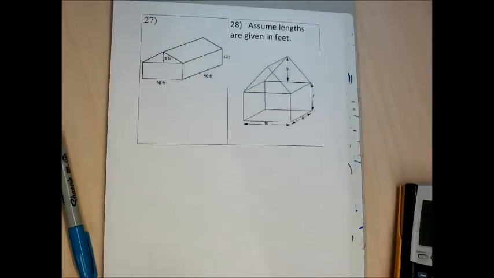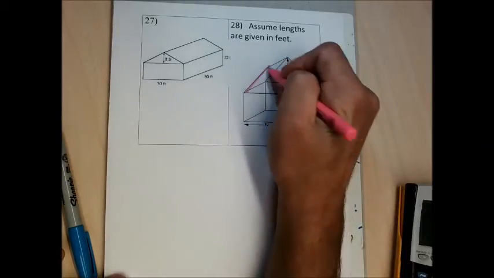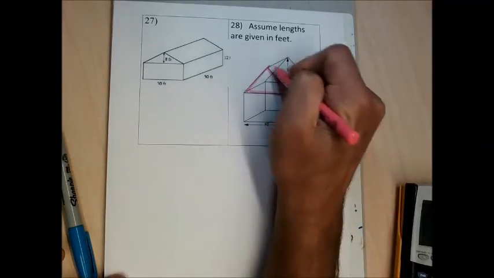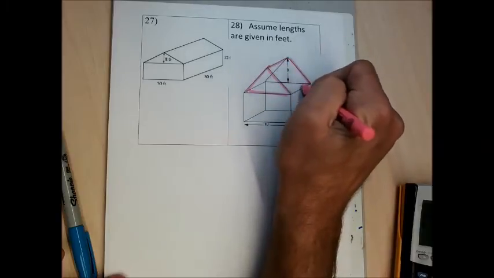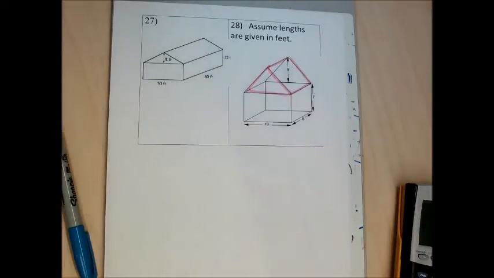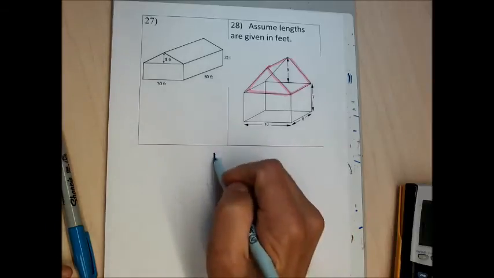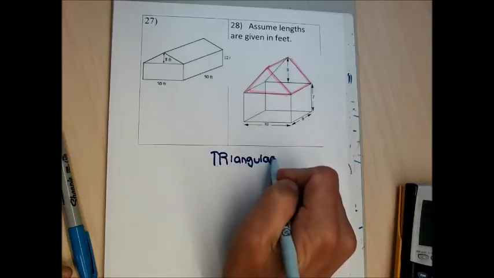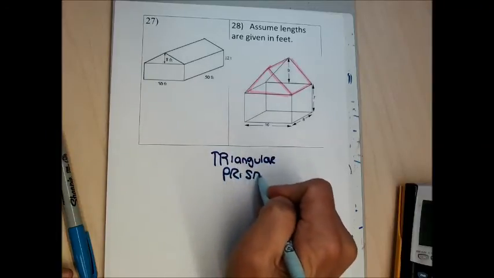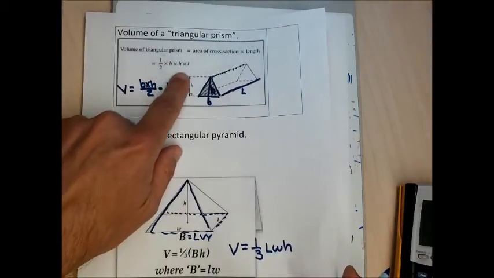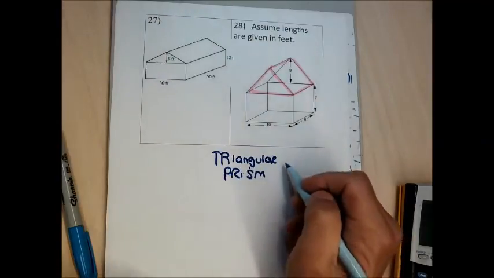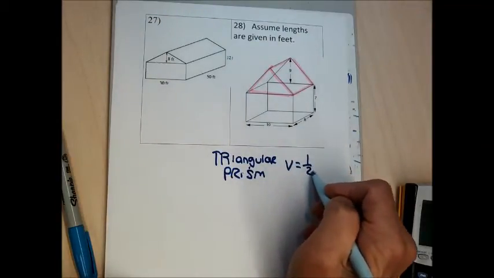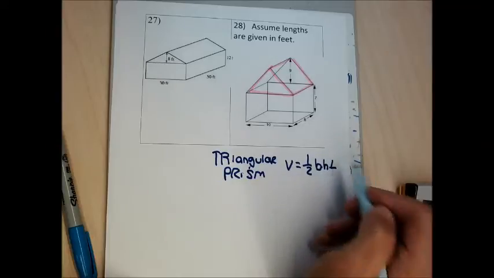For 28 and 29, these are combined shapes. The top for our 27 and my 28 and your 27, this is a prism because I can look through it, and the base is a triangle. So the top, the roof, is a triangular prism. And I don't have that formula memorized. The volume is 1/2 times the base times the height times the length.